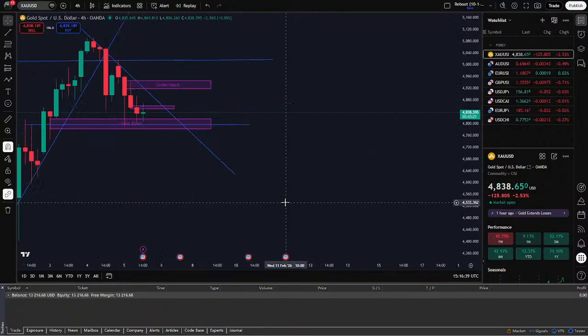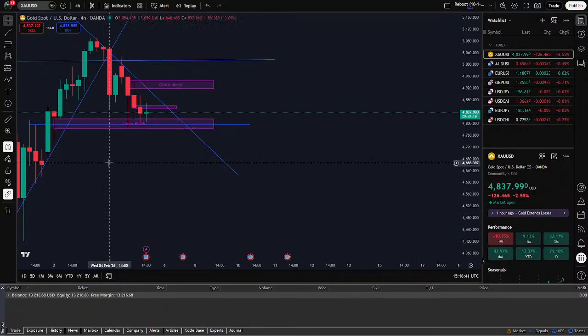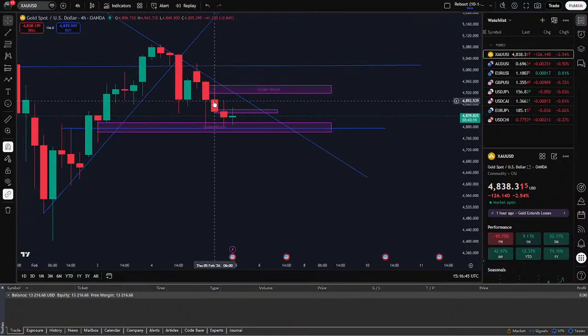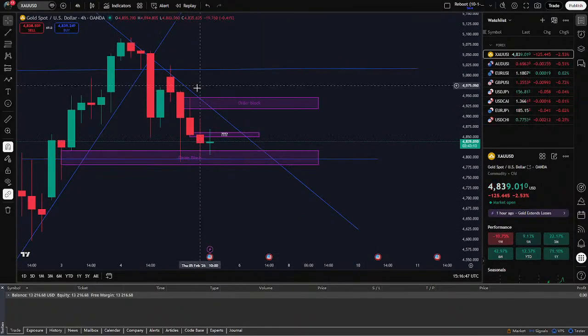Closer. If you look at H4, 1, 2, 3. So pullback, pullback, pullback. Reject, reject. So there are 3 attempts of pullback. We cannot consider this a reject yet because it's still a pullback showing us a bullish. If it shows us a bearish, then we take it as a third reject, but it's not yet.